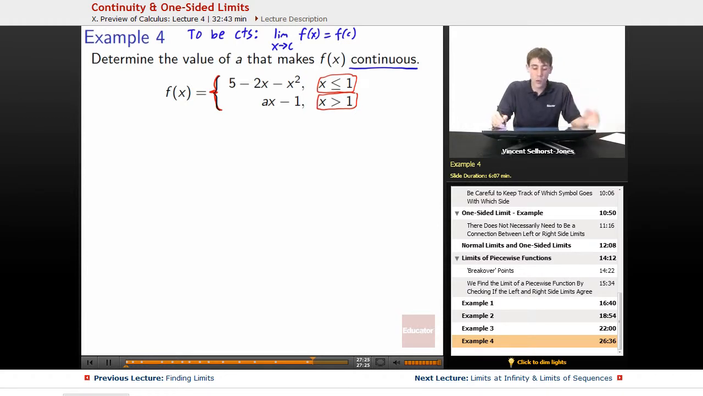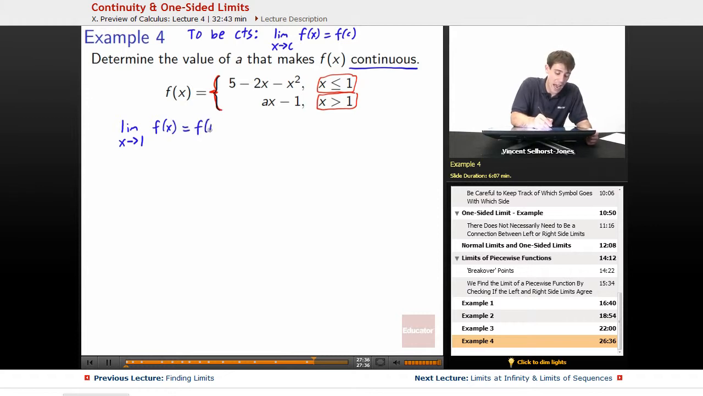Our question here is, the function will be continuous if the limit as x goes to 1 of f of x is equal to f at 1. All right, so that's the case. So what is f at 1? We'll come back to the left side and the right side in just a second. So what is f at 1?